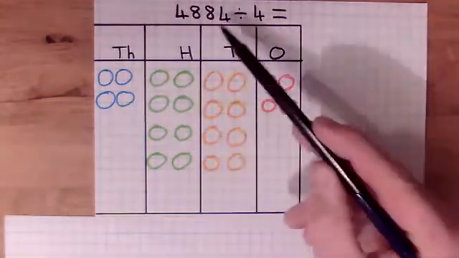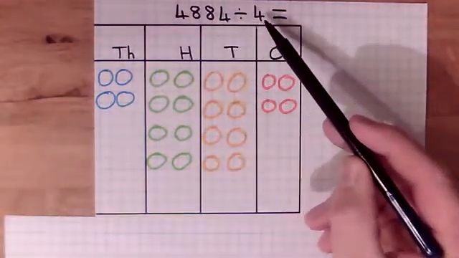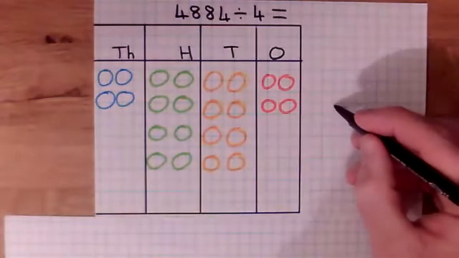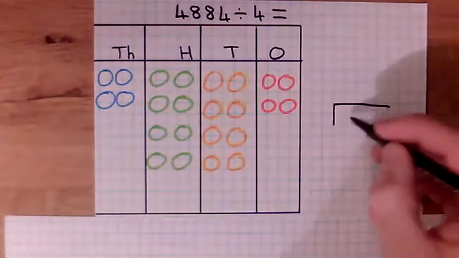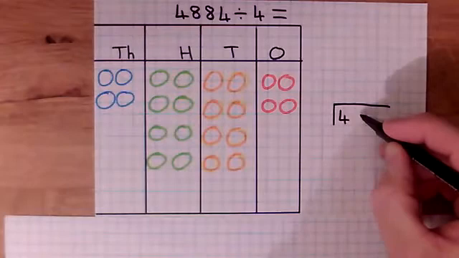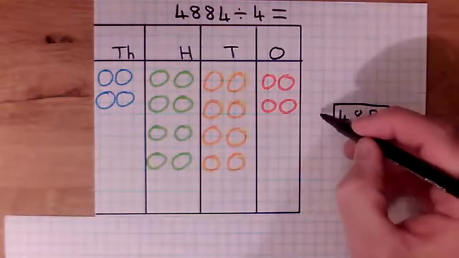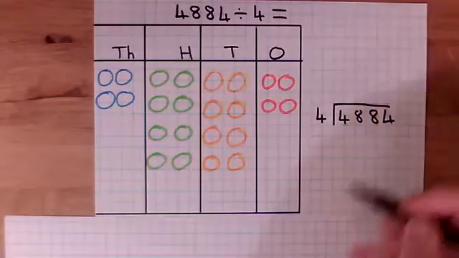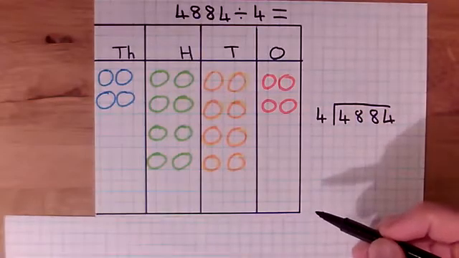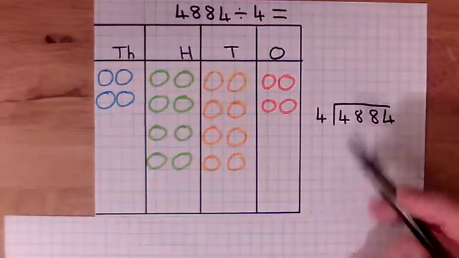So we've got our question here, 4,884 divided by 4. We can write this out using what we sometimes call the bus stop method. We're going to put 4,884 in here. The number we're dividing by goes out here. What we now need to look at doing is grouping these into groups of 4.